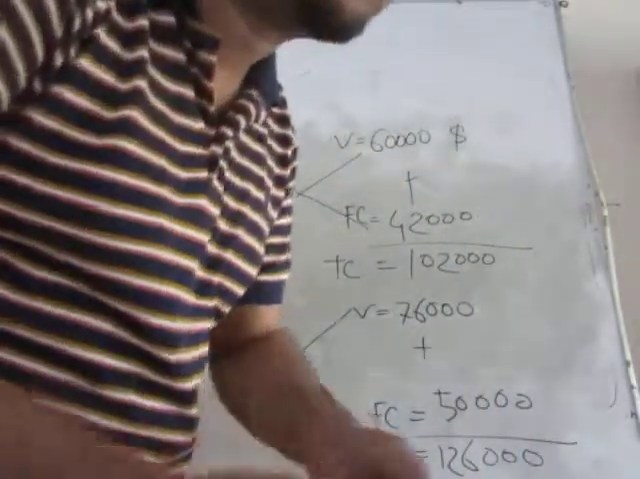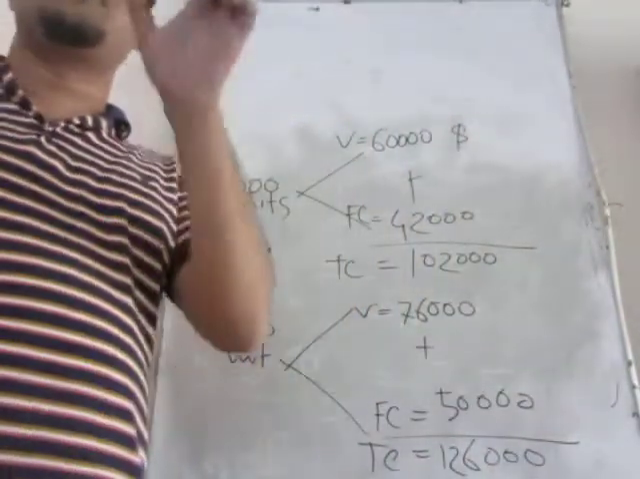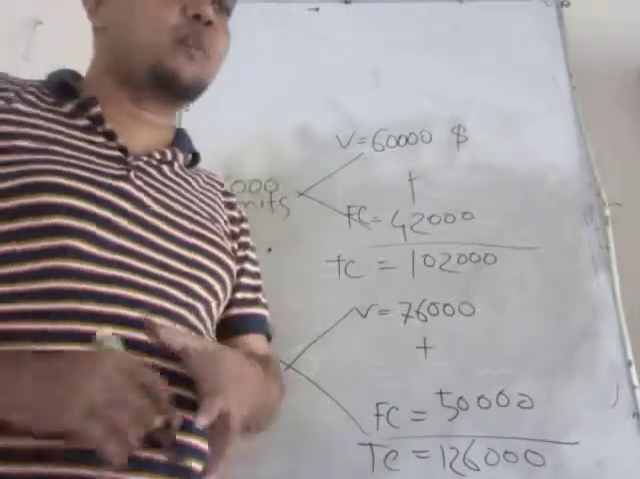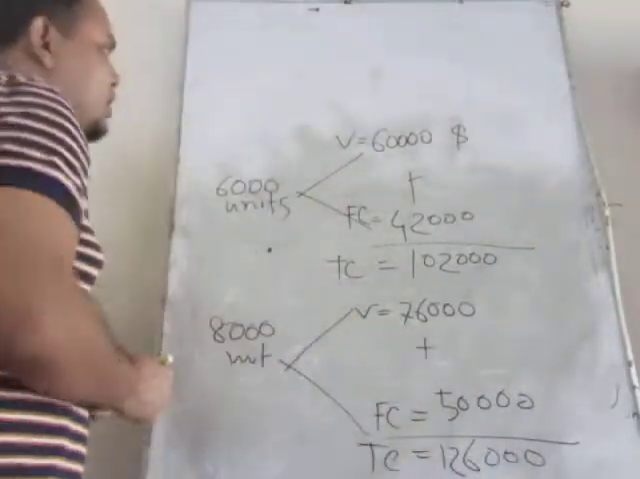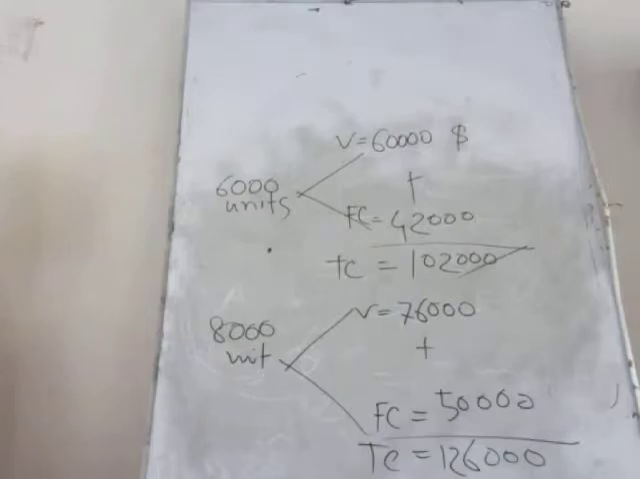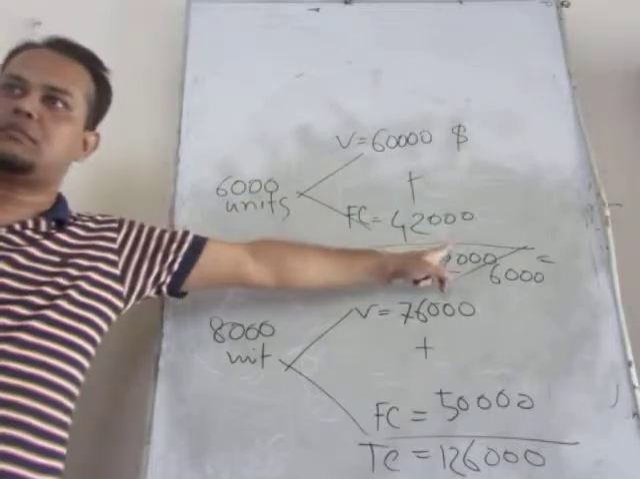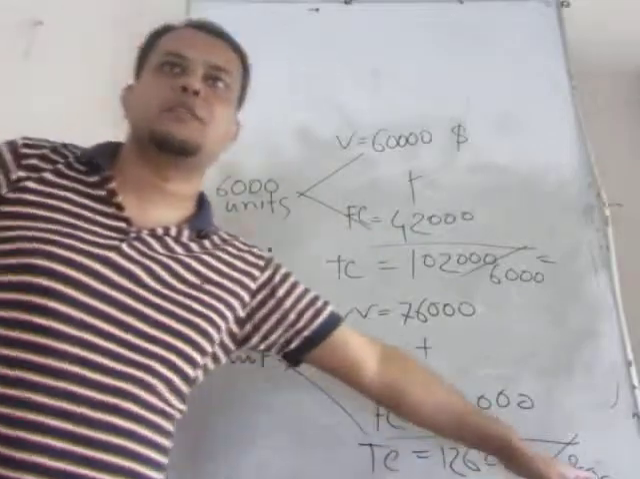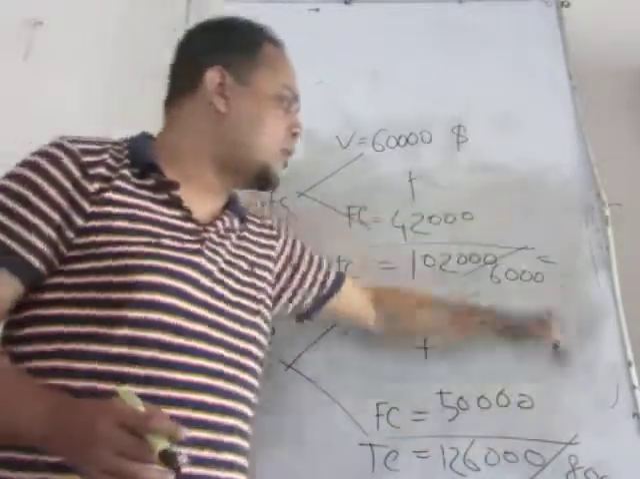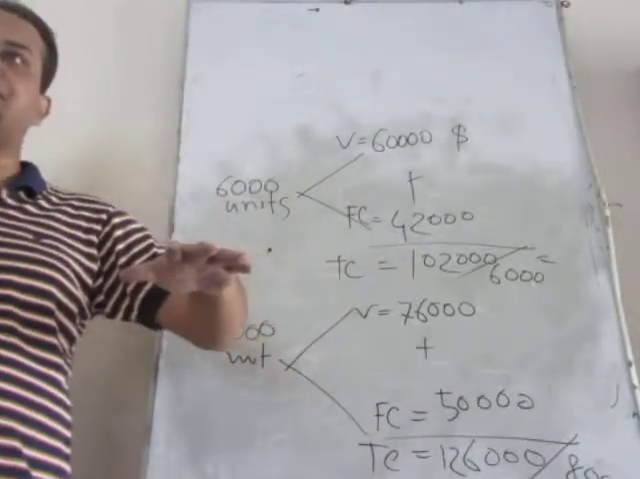Now the question is, what is the reduction in total cost per unit? Reduction in cost per unit comparing the cost of 8,000 units per period rather than 6,000. So, if you divide this by 6,000, you can find out cost per unit here. And if you divide this by 8,000, it will provide you the cost per unit here. By comparing these two, you can find out the reduction in cost per unit. Okay?